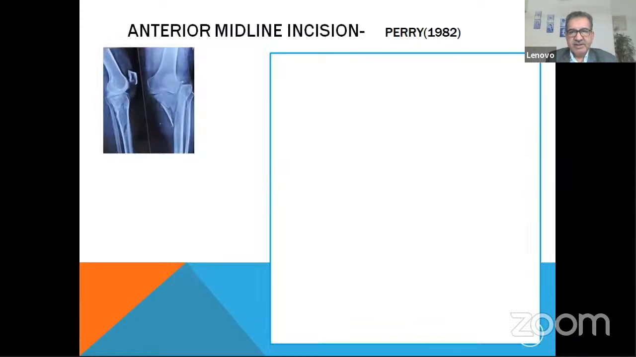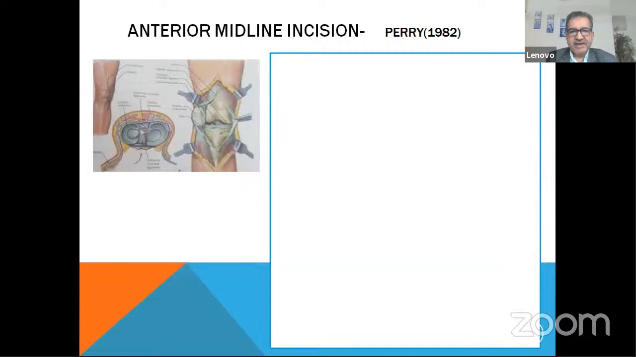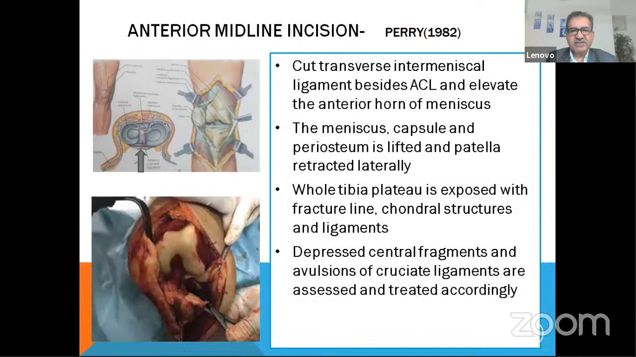And here, Perry has described in 1982 an extensive midline approach. We can see that the patient is in supine position with 90 degrees of flexion. Then you incise the subcutaneous tissue and muscle fascia as a whole, and you take a parapatellar incision, and then you identify this structure, the transverse intermeniscal ligament. This is besides the ACL. You elevate the anterior horn of meniscus. The meniscus capsule and the periosteum is lifted, and the patella retracted laterally.